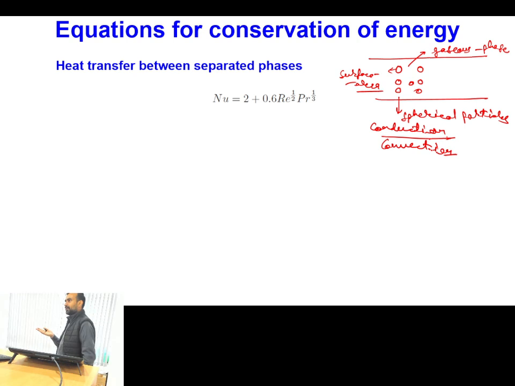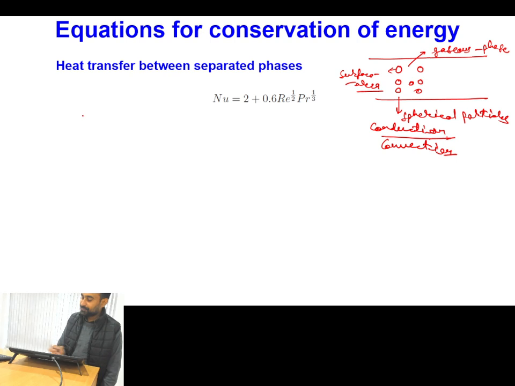So conduction will come into the picture by default, but in addition the fluid motion between the solid and the gaseous phase will also result in heat transfer. And other than that, depending upon the temperature conditions, if the temperature difference between the particle and the surrounding gas is very large, then radiative heat transfer may also come into the picture. But at the moment we will consider that radiation in this case is negligible and the heat transfer is only by conduction and convection. Okay.